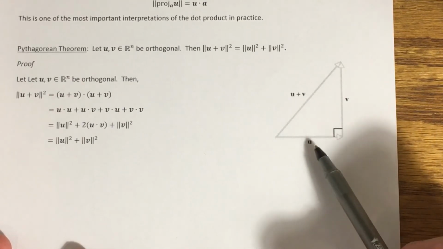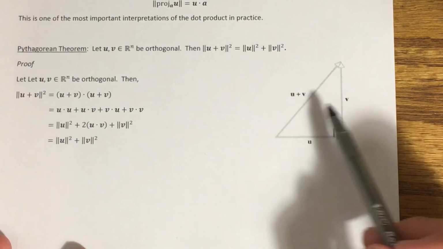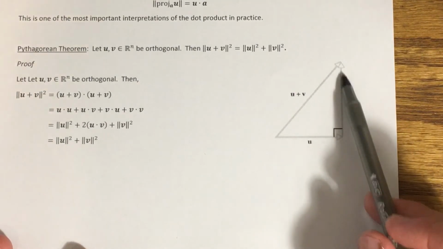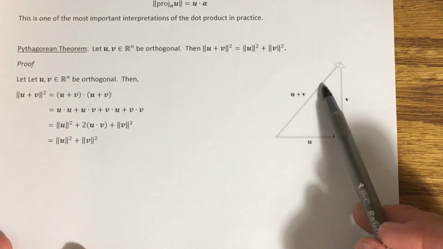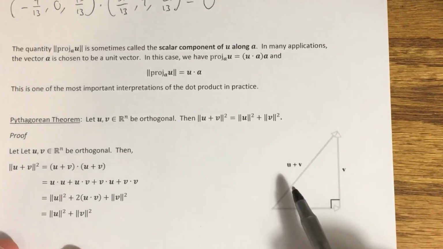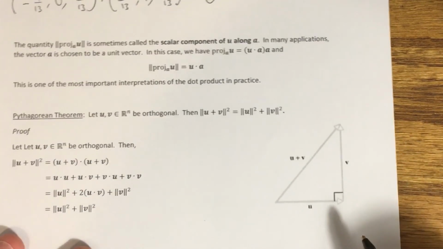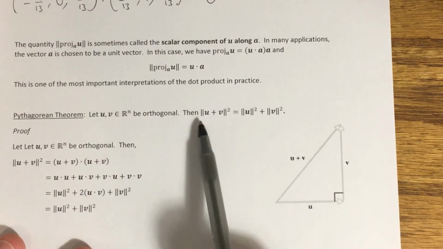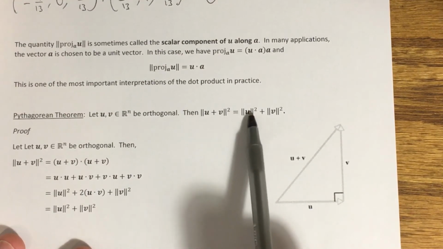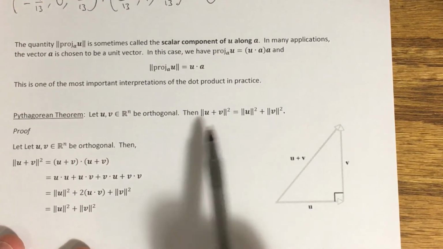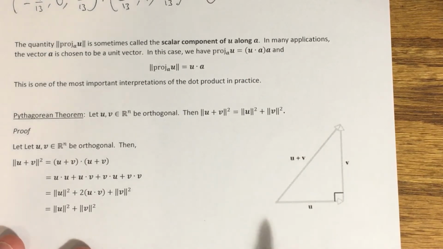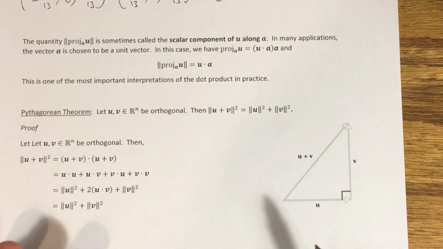So I could say that again, if this is in 2-space, the length of this side squared plus the length of this side squared would equal this side squared. But in terms of norms, which are the lengths of those vectors, that can be represented by this. The norm of u plus v squared equals the norm of u squared plus the norm of v squared, as long as u and v are orthogonal to each other, because that's what's giving us a right triangle.